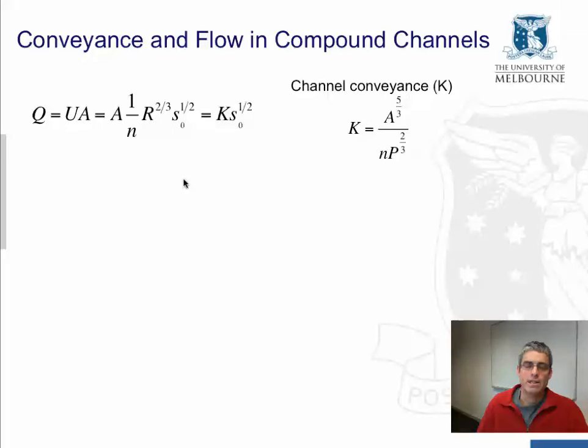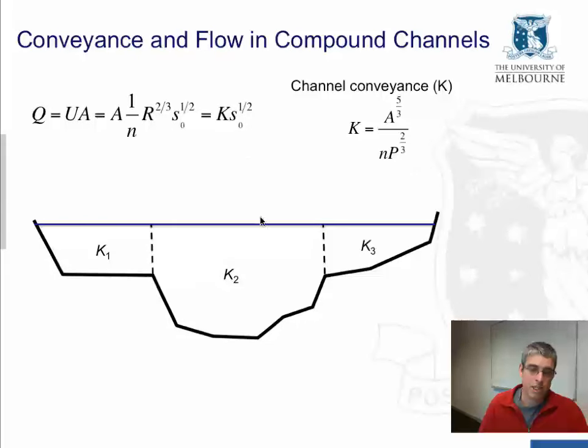If we let conveyance, K, equal cross-sectional area to the 5/3 divided by Manning's roughness coefficient times wetted perimeter to the 2/3, remembering that the hydraulic radius is equal to cross-sectional area divided by wetted perimeter. The beauty of conveyance is that it's only dependent on the geometry of the channel for a given water level. It's not affected by flow velocity, and it's not affected by gradient. And this is helpful when we're estimating discharge for more complex channels like this one, which is a compound channel.